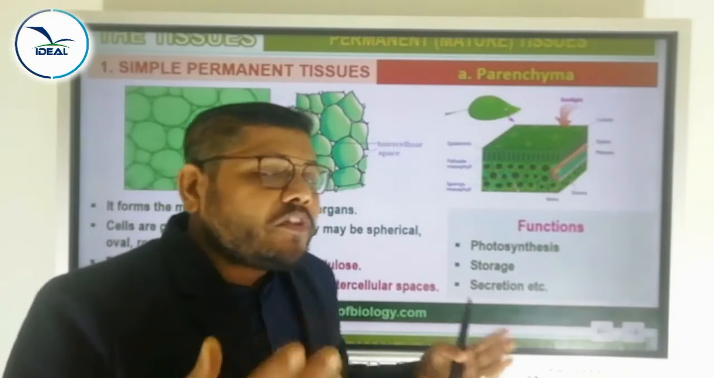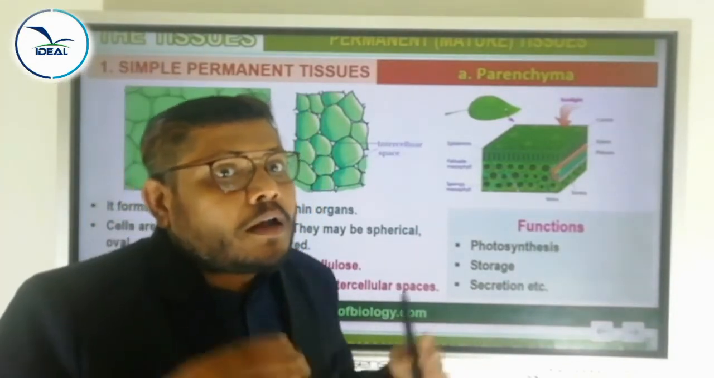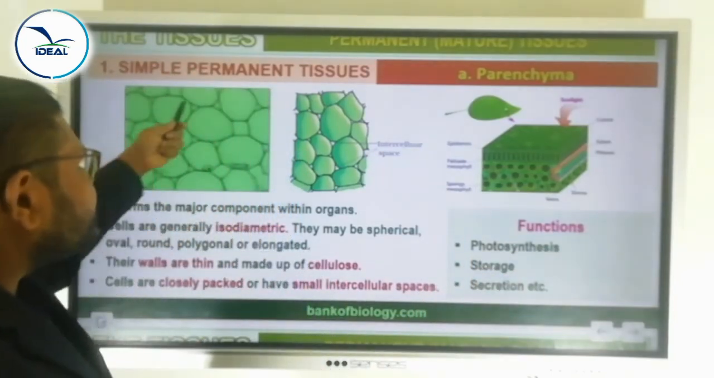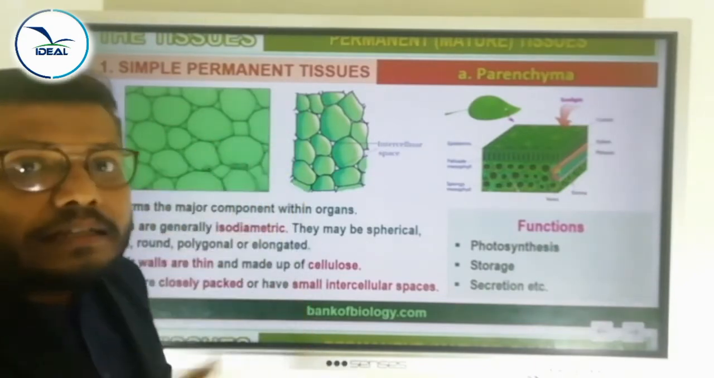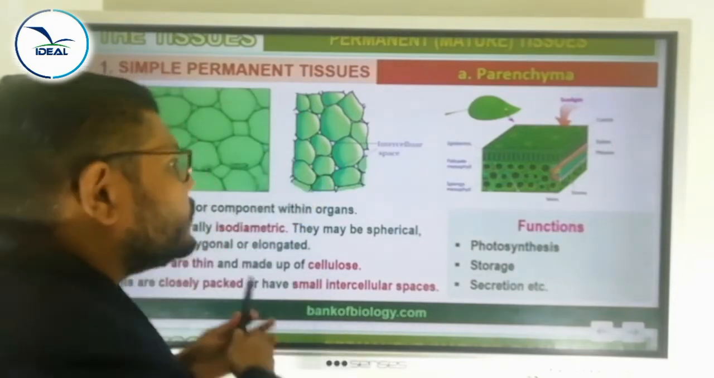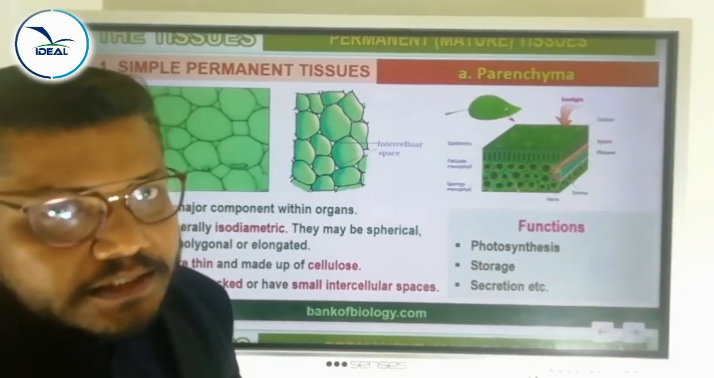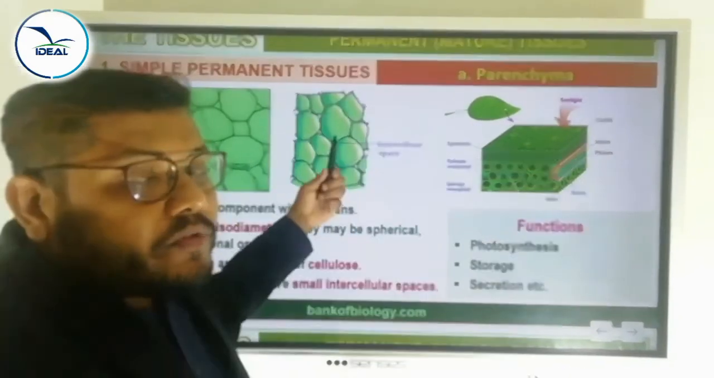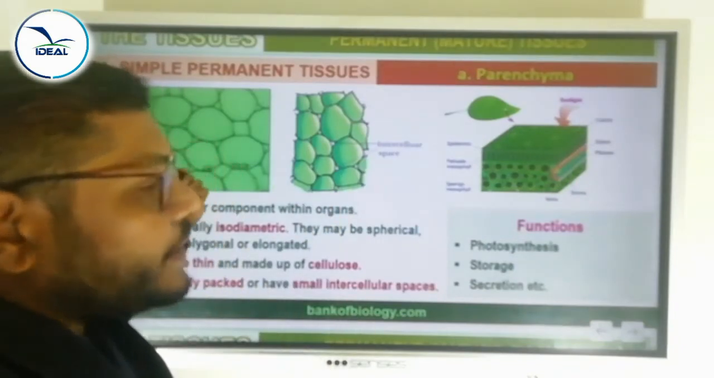Is it clear? Some parenchyma cells are closely packed cells. Closely packed means there is no space between the cells, which means they are tightly packed. Look, there is no space. Then some parenchyma cells contain intercellular spaces. Look, there is a space between the cells, that is called intercellular space. Is it clear? So some cells are closely packed and some contain intercellular space. So these are the parenchyma cells.